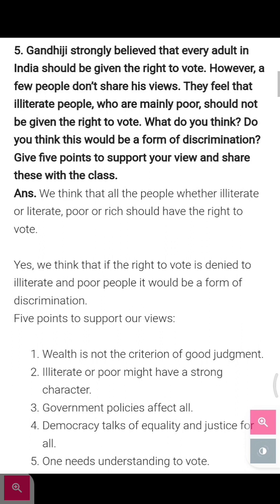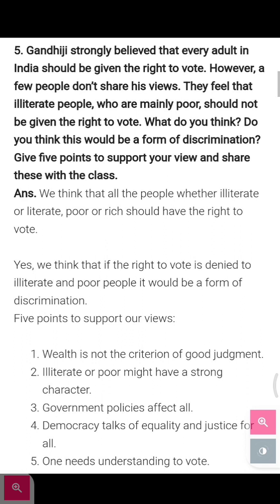Question number 5. Gandhiji strongly believed that every adult in India should be given the right to vote. However, a few people don't share his views. They feel that illiterate people who are mainly poor should not be given the right to vote. What do you think? Do you think this would be a form of discrimination? Give 5 points to support your view and share these with the class.